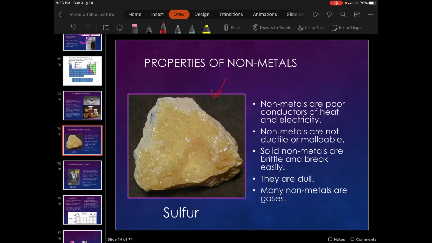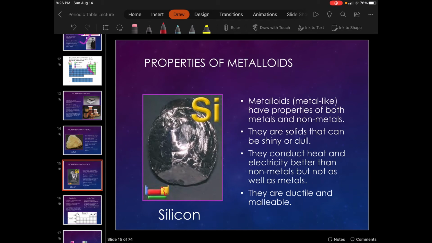Nonmetals are not ductile or malleable. Solid nonmetals are brittle and they break easily. They're dull. Remember, that's a physical property. Many nonmetals are gases. Properties of metalloids.